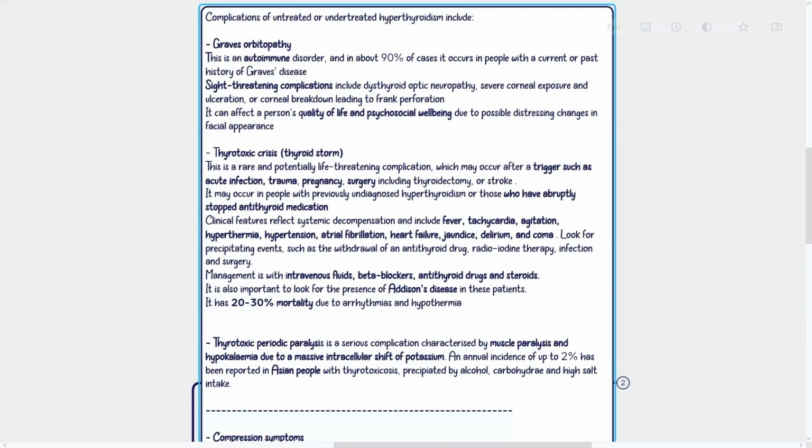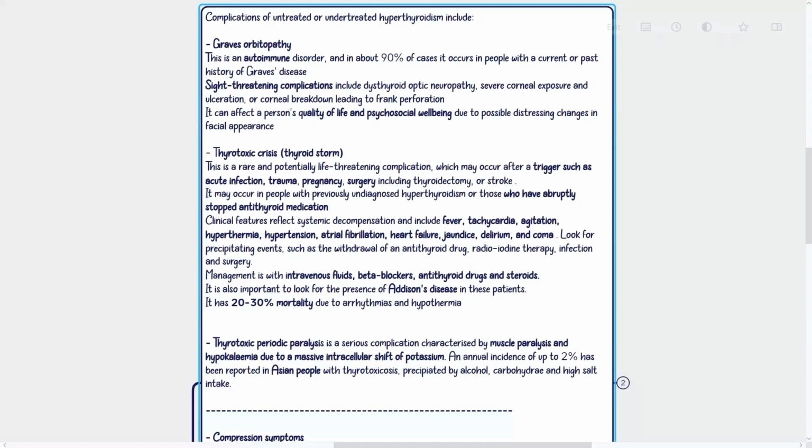Management is with intravenous fluids, beta blockers, antithyroid drugs, and steroids. It is also important to look for the presence of Addison's disease in these patients. It has 20–30% mortality due to arrhythmias and hypothermia.